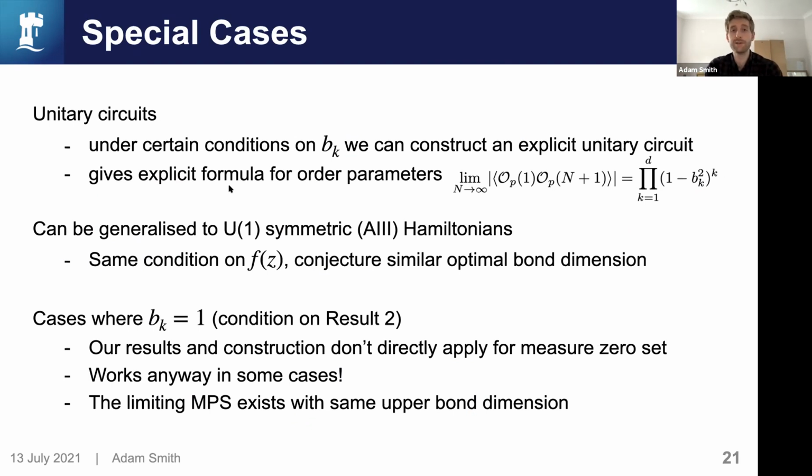Another neat thing about these unitary versions is that we can get explicit formulas for the order parameters. So these string order parameters, which I've written a little bit differently here, you can actually relate them to these BK values that you can get from this algorithm that I flashed up earlier. Okay, so you go from the polynomial, you apply this algorithm, you get these BKs, and now these BKs give you the string order parameters. So straight from the polynomial, we can get these string order parameters.